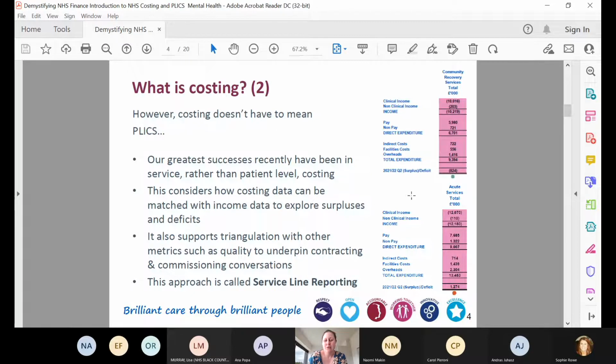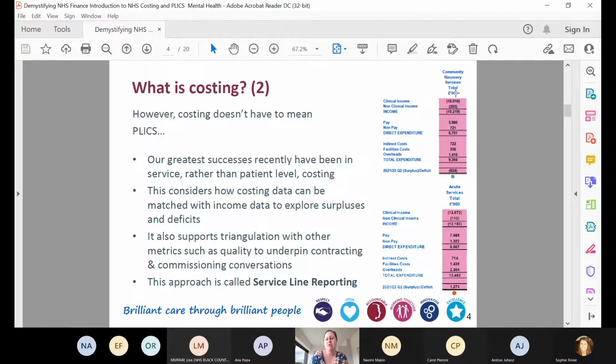This takes all of the costs relevant to delivering a particular service rather than just at patient level. It considers how the costing data can be matched with income data that we receive for those services, and we can start to explore surpluses and deficits. It supports triangulation with other metrics, quality metrics for example, so we can start to underpin our contracting and our commissioning conversations. I've got a couple of little examples on this slide here.